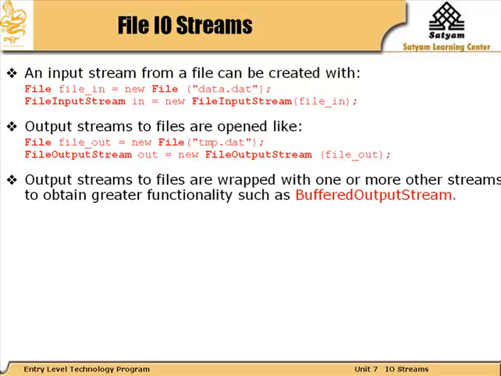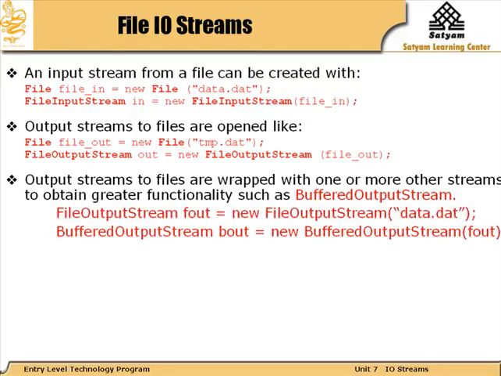Output streams to files are wrapped with one or more other streams to obtain greater functionality, such as BufferedOutputStream. This is how we do that. First, create a FileOutputStream object saying FileOutputStream fos is equal to new FileOutputStream, passing the file name. Further, construct a BufferedOutputStream object, passing the FileOutputStream as a parameter.